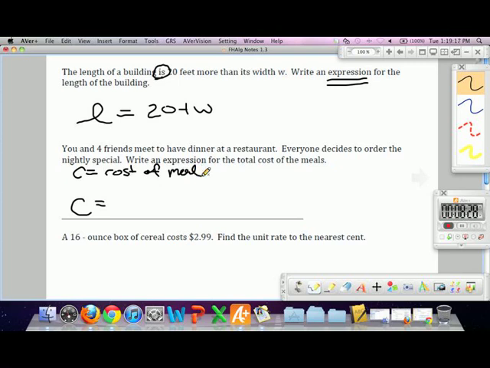What else don't we know? The cost of what? The cost per meal, the cost of the special. What do we want to call the cost of our nightly special? S for special? Cost per special. Yes, right. So, what is the total cost? What's the expression we can write for the total cost?